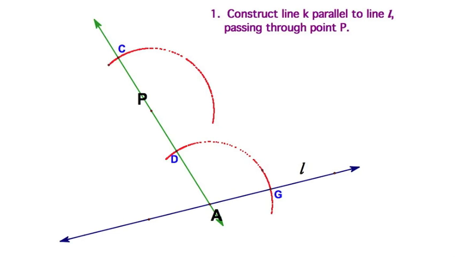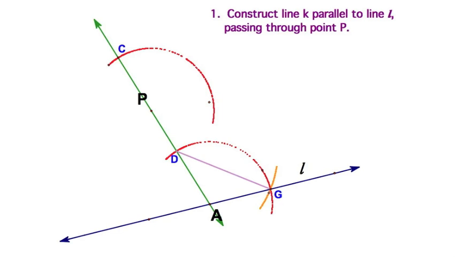Now comes the fun part. I'm going to take my compass and put the needle on the D, and I'm going to swing an arc right here. And I'll dynamic swing to make sure I go right through the G. So again, that's from D to G.